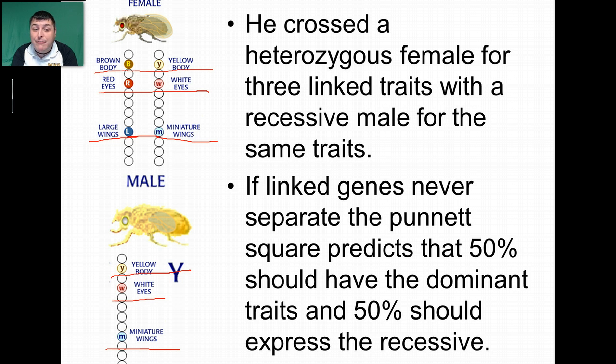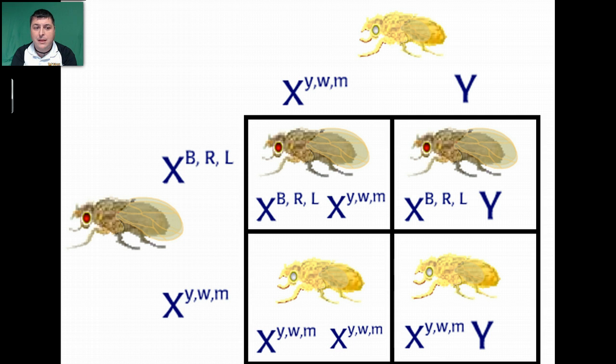Now, if linked genes never separated, the Punnett square would show us that 50% should have the dominant traits and 50% should have the recessive traits. So our Punnett square says that because the male has the Y, half of the males will express only the dominants or the recessives. Because the male is carrying the recessives and the female can pass on the recessives, 50% of the females should have the dominant traits and 50% should show the recessives.